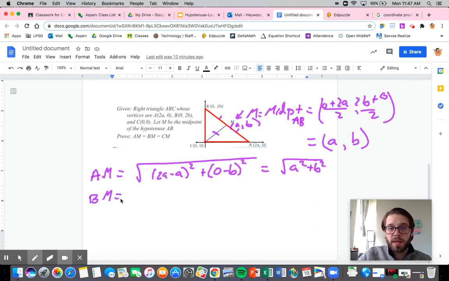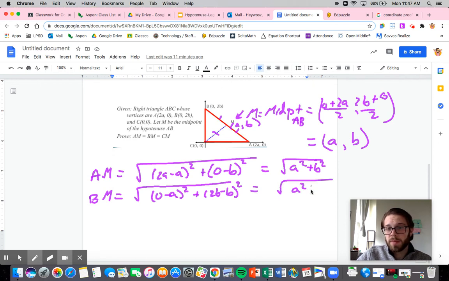BM, well, what's that? 0 minus a squared plus 2b minus b squared, which is a squared plus b squared. Again, we don't know what this number is. It's just some number. However, this is the square root of a squared plus b squared, and this is the square root of a squared plus b squared. These are the same. I don't know what they are, but they're the same.